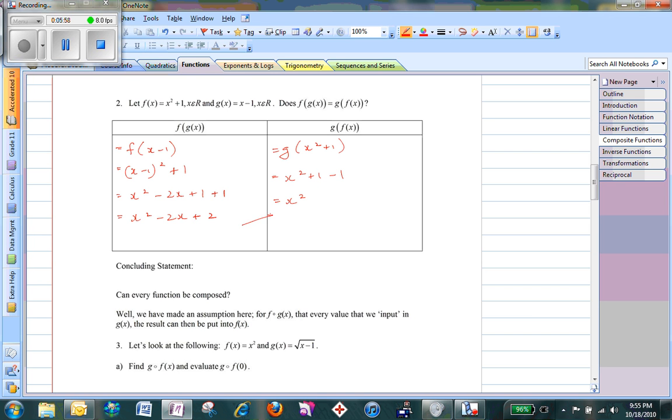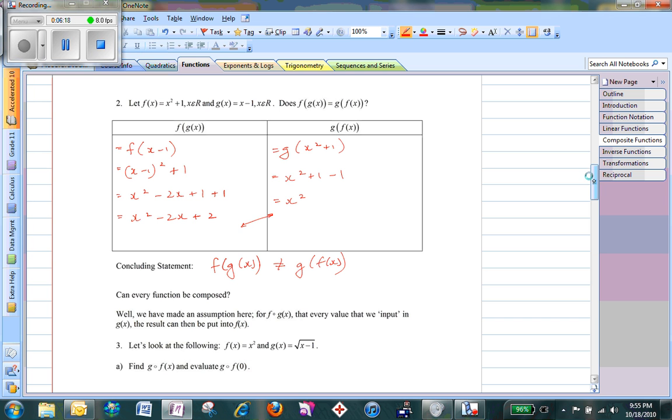Notice that these two functions are not the same. So the concluding statement that you need to make is f of g of x is not the same as g of f of x. So be very careful that you're putting the correct function into the other function.